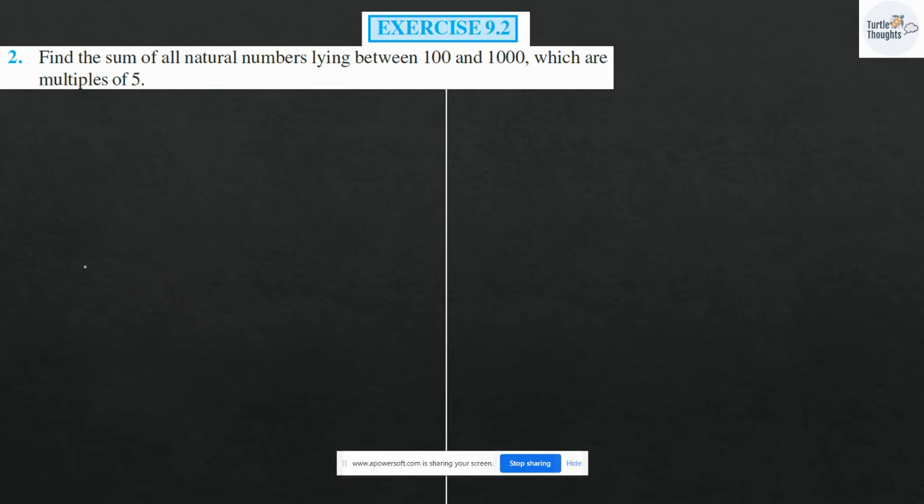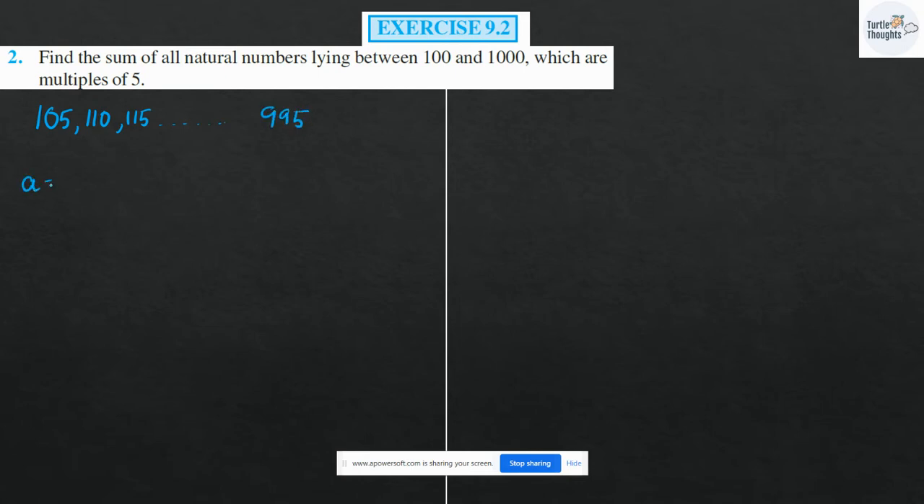So we will start the class for today. Exercise 9.2, question number 2. Find the sum of all natural numbers lying between 100 and 1000 which are multiples of 5. So we should write all the numbers which are multiples of 5 and they lie in between 100 and 1000. So I should not be taking 100 or 1000 as my number.